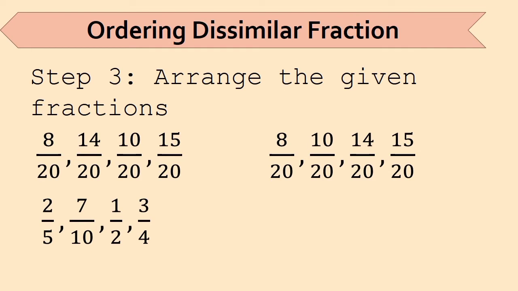And take note that the equivalent of 8 over 20 is 2/5, and then 10 over 20 is 1/2, and then 14 over 20 is 7 over 10, and 15 over 20 is 3/4. So this is the order of our dissimilar fractions arranged in ascending order, or from smaller to larger. So 2/5 is smaller than 1/2. 1/2 is smaller than 7 over 10. 7 over 10 is smaller than 3 over 4.